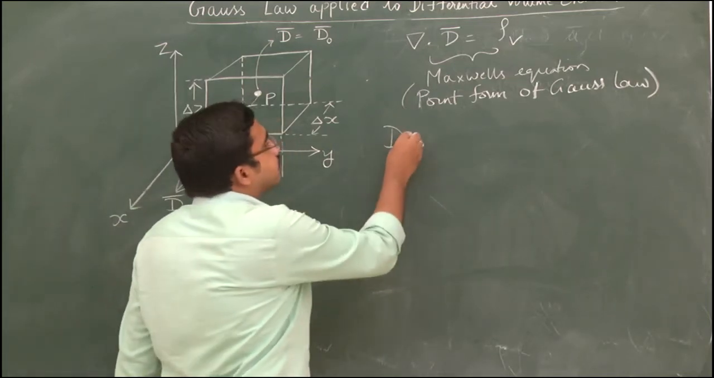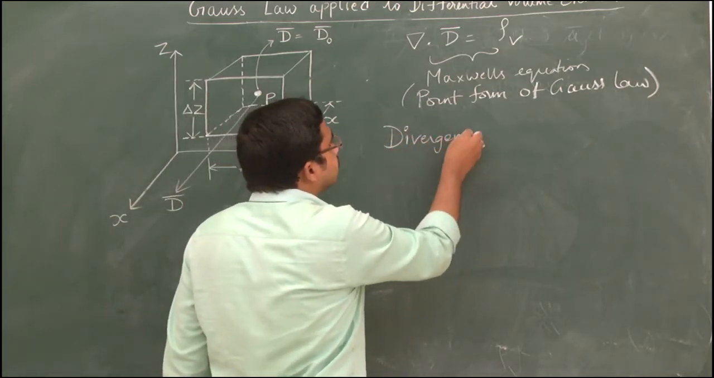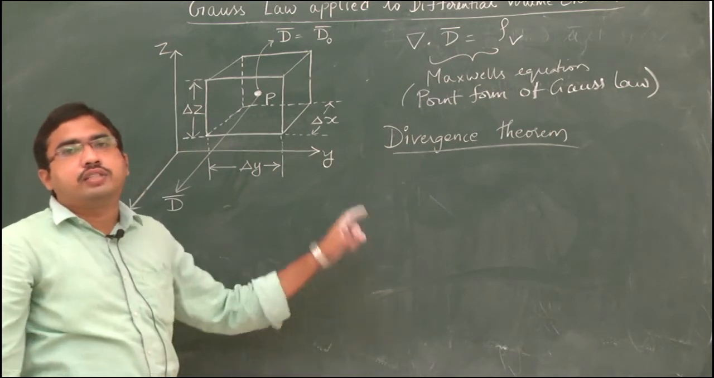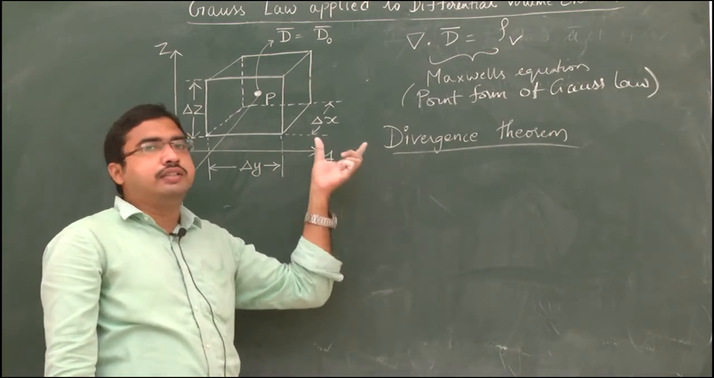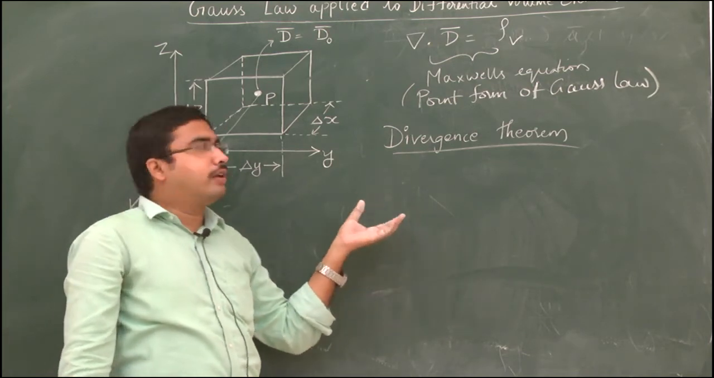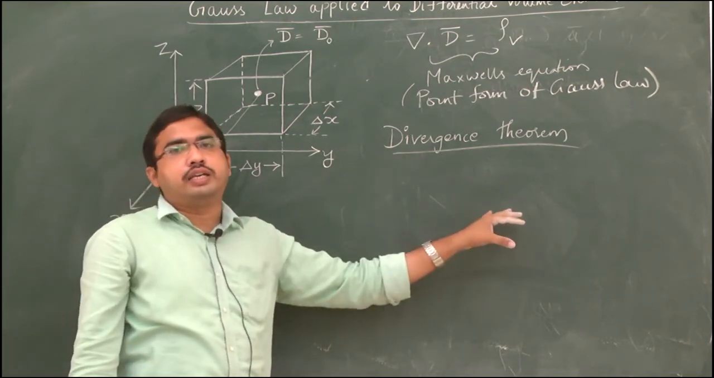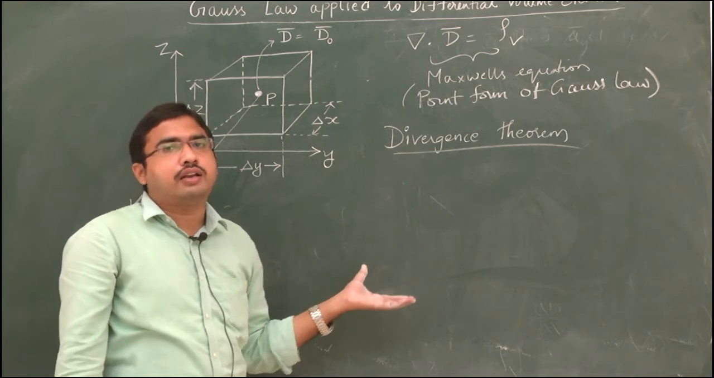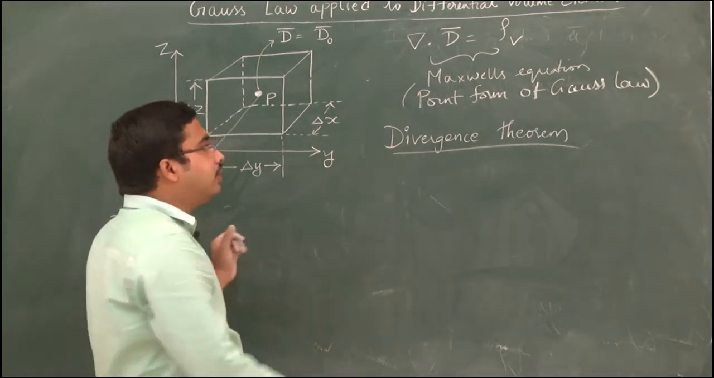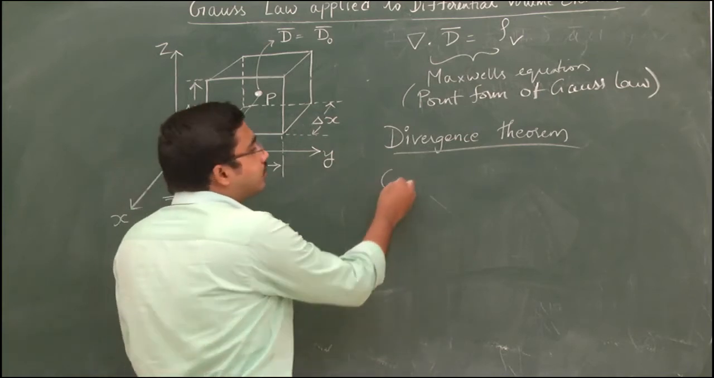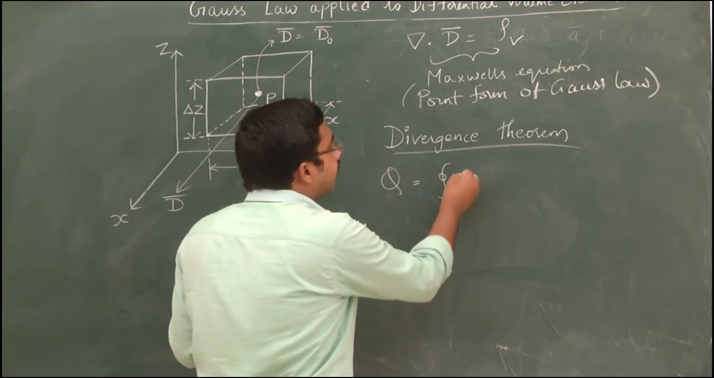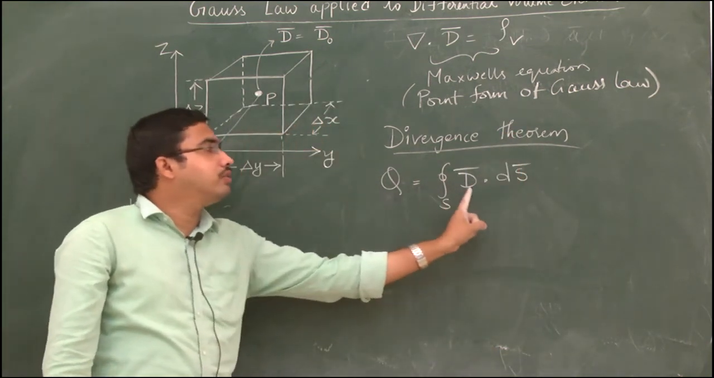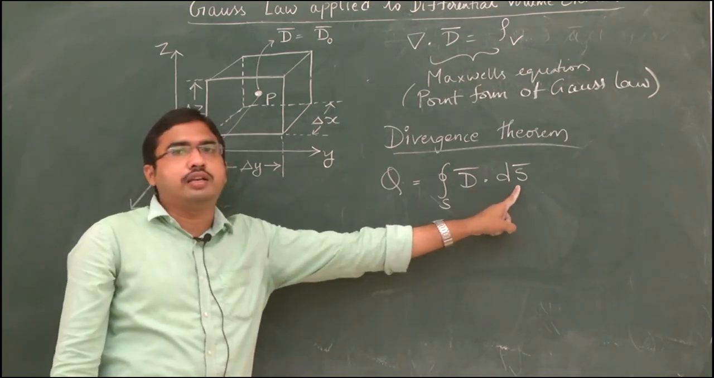So the last concept is divergence theorem. Here this divergence theorem states that any vector D or A can be converted from a surface integral to volume integral. Let us see how we can convert that. From Gauss law, we already know that Q is equal to closed surface integral of D bar dot dS bar.